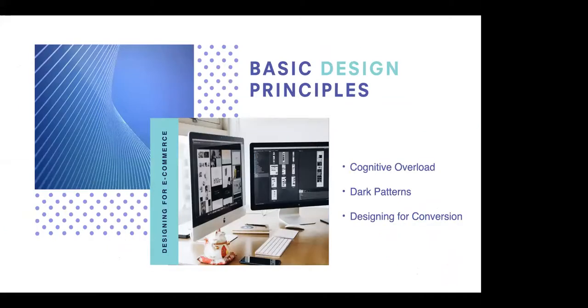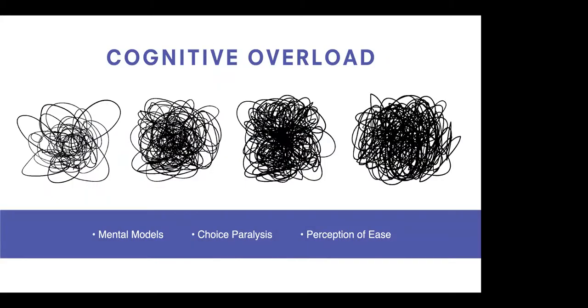Over the course of this presentation, we are going to learn about some basic design principles, including cognitive overload, dark patterns, and designing for conversion. We're going to learn about how to recognize design elements that can negatively impact business and how to make positive adjustments that will help to increase sales. So the first topic I'm going to talk about here is cognitive overload.